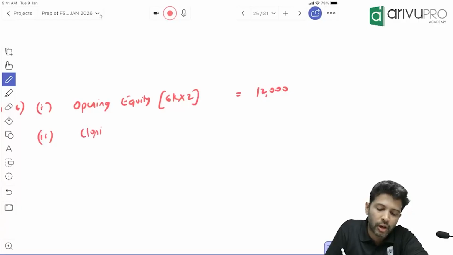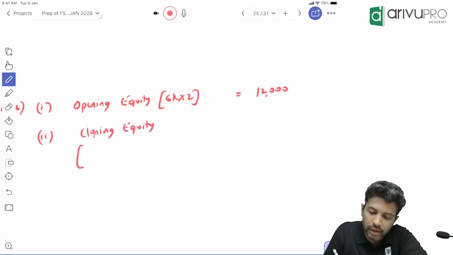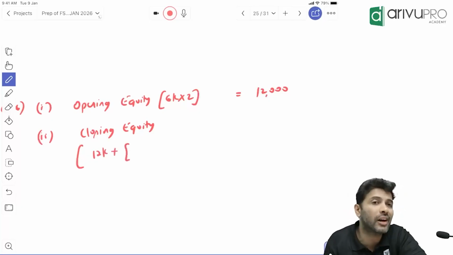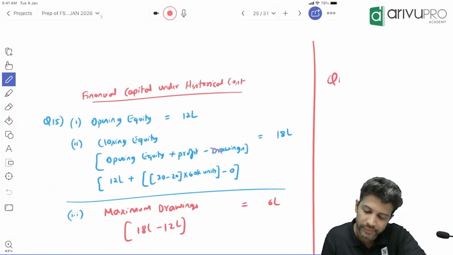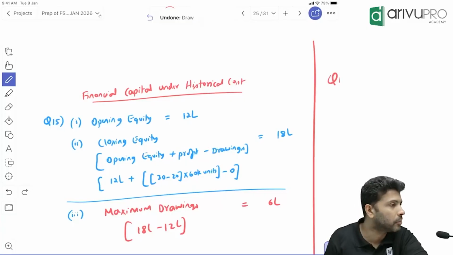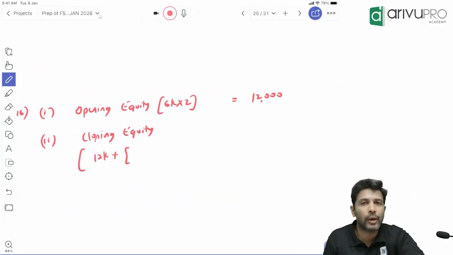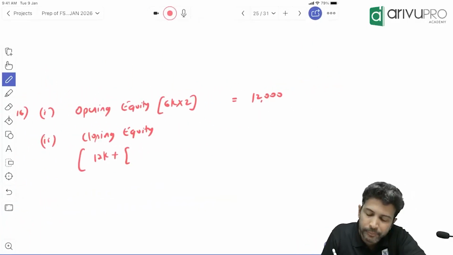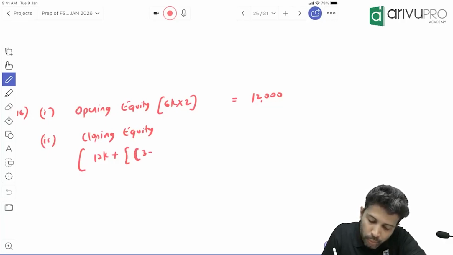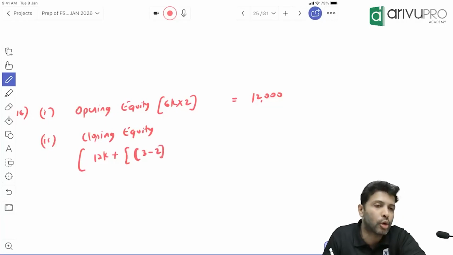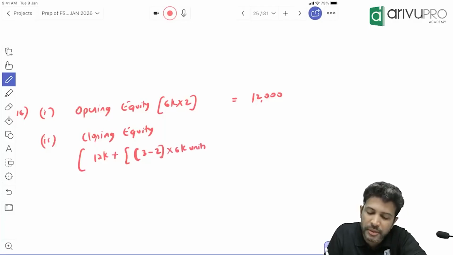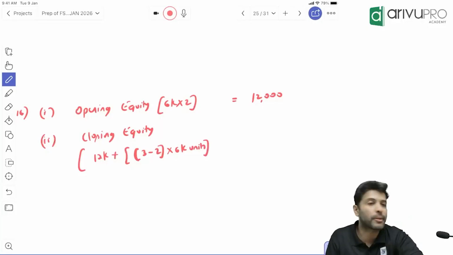What is your closing equity? How do you get closing equity, people? Take the opening equity, add the profit, deduct the drawings. I've already written it here, so I'll directly write it. It's fine with you? Okay, opening equity 12,000. How much profit you made? You sold it for 3 rupees. You purchased it for 2 rupees. 1 rupee profit you made for 1 unit. So on 6,000 units, how much profit? 6,000. This is the profit.